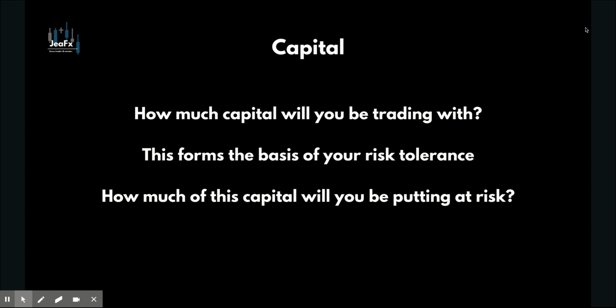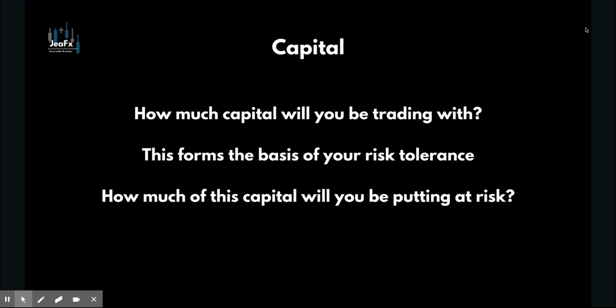So capital, the starting point. This is the starting point of our entire trading plan. When you have those manifestations and those motivations outlined, as we spoke about in the previous video, you now want to actually consider capital. So how much money are you actually going to trade with? It's going to form the basis of your risk tolerance and the basis of your risk management plan. And the reason is because you need to know how much capital you're trading with before you can actually decide how risk averse you're going to be.